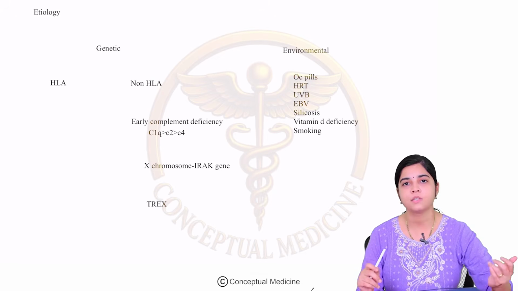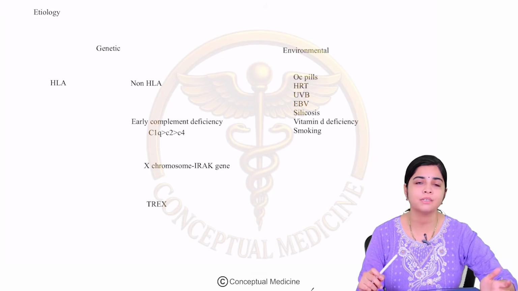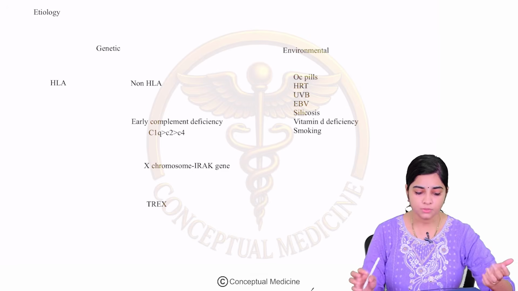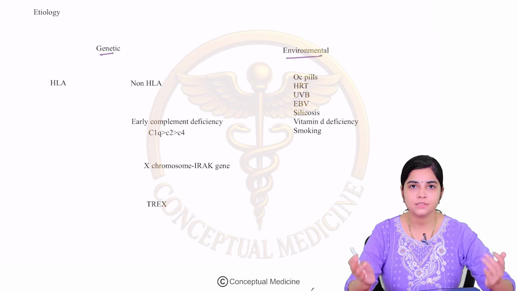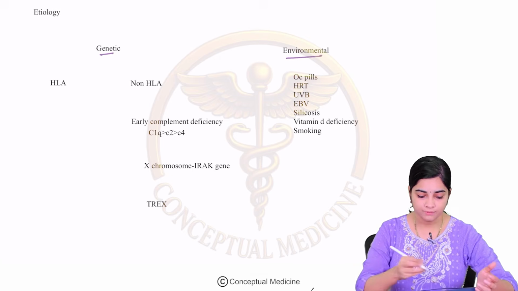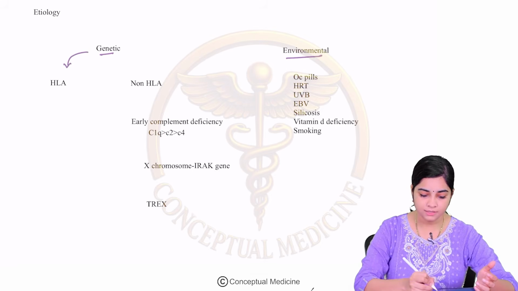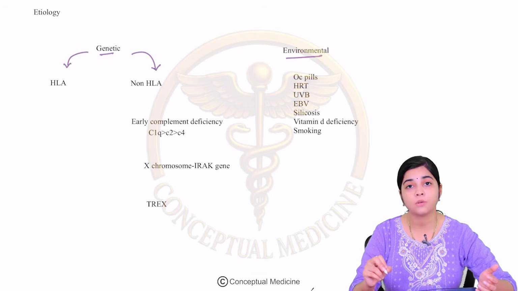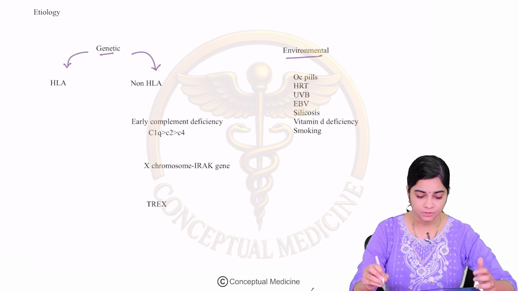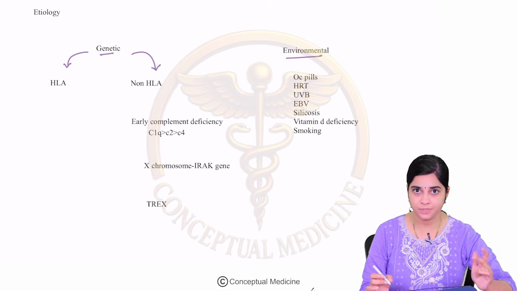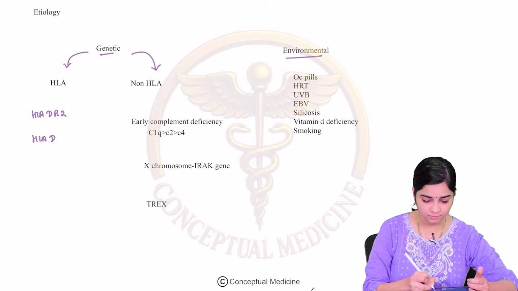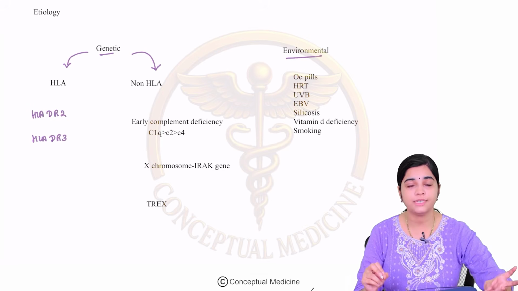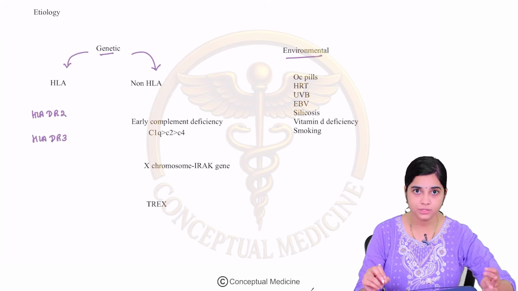We know that SLE is an autoimmune disorder, but there should be some trigger which causes this autoimmunity, right? So there are genetic as well as environmental factors which act as triggers for SLE. When you speak about genetic factors, we speak about HLA and non-HLA mediated factors. The HLA factors to remember are HLA-DR2 and HLA-DR3. These are the most important risk factors.